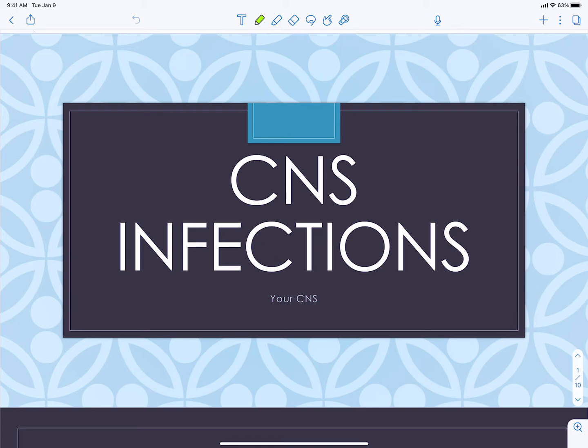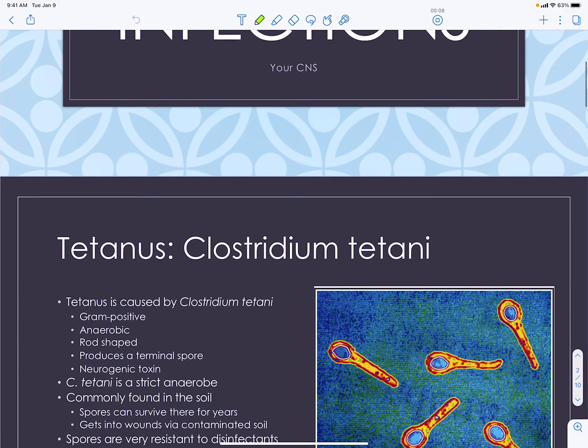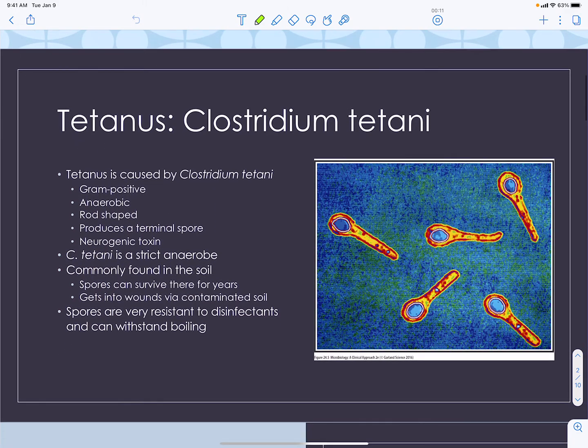All right, so we are going to start talking about specific pathogens of the central nervous system, and here we're going to focus on our Clostridium species that can affect the central nervous system. So the first one we want to talk about is tetanus. Tetanus is going to be caused by Clostridium tetani.